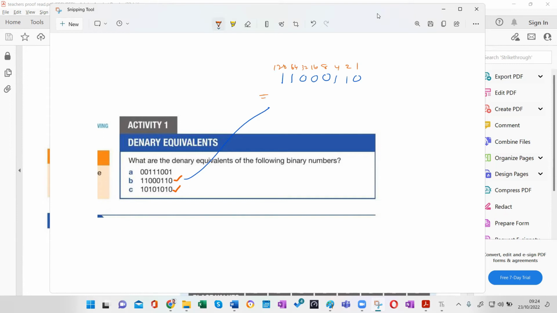There's 128. So 128 plus 64. No 32s, no 16s, no 8s. 4, 2. Okay, and the answer is 128, 64, 4, 2.